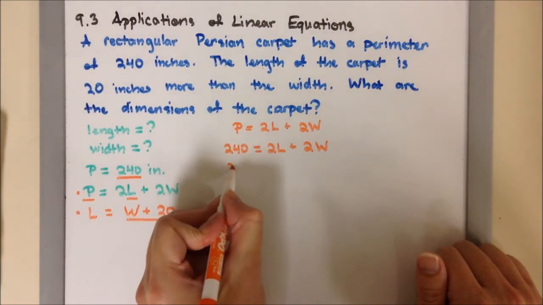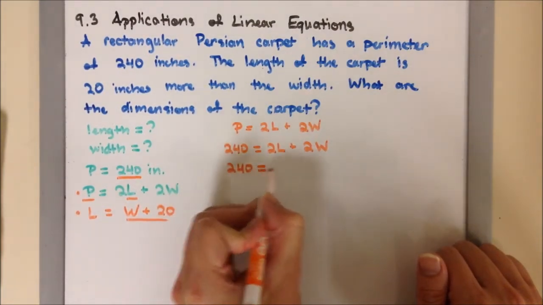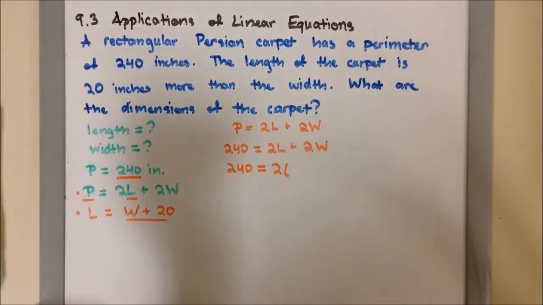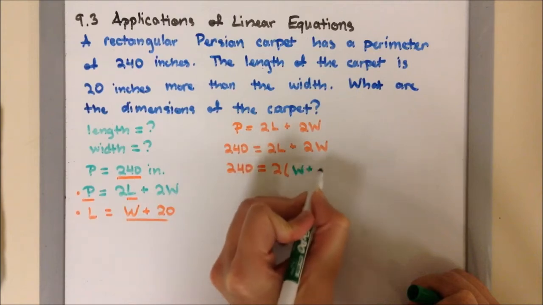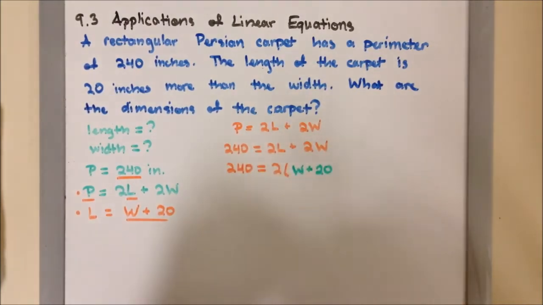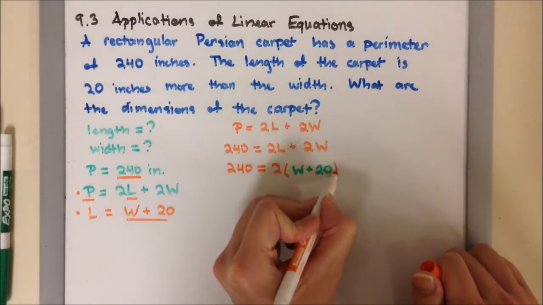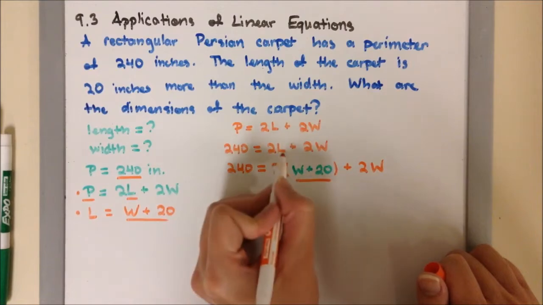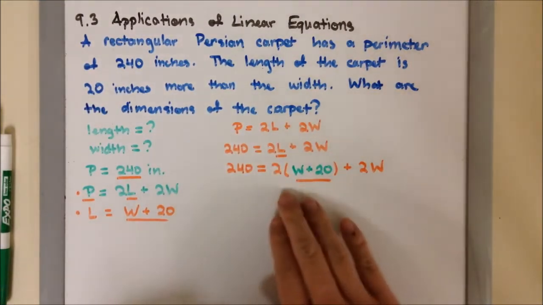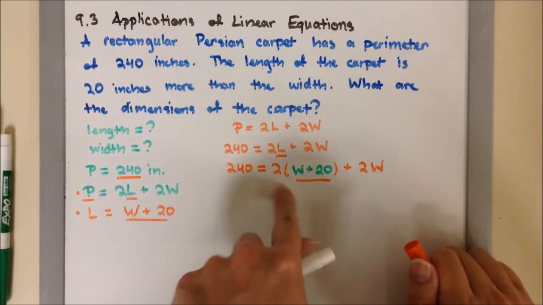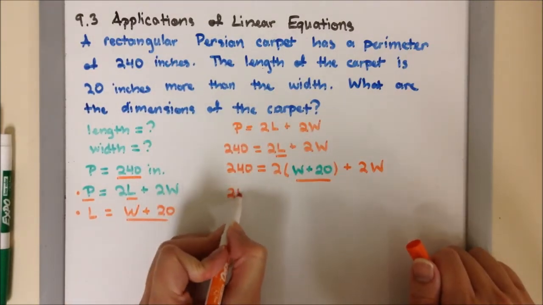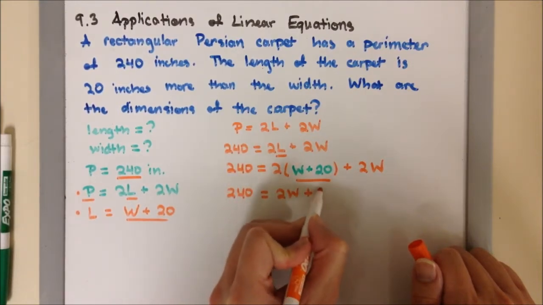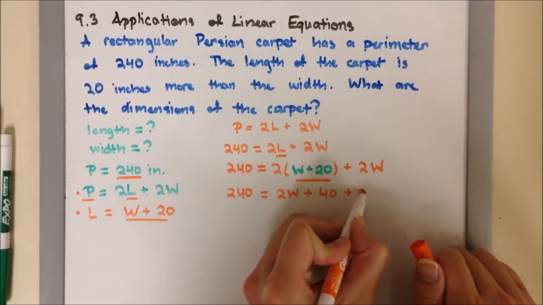So it's going to be 240 equal to 2 times W plus 20 and then plus 2W. So again, all I do is plug this in for L. Now when I simplify this, meaning distribute the 2 that's outside the parenthesis, it will be 240 equals to 2W plus 40 and then plus 2W.